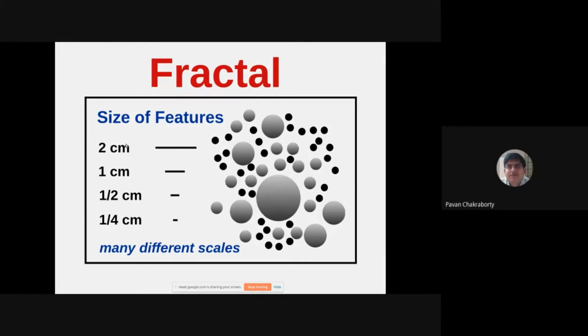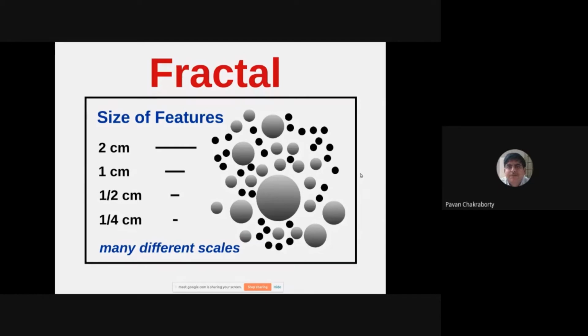What you see is that the size factor has been halved. Here it is a 2 centimeter diameter sphere, let's say 1 centimeter diameter sphere, half centimeter diameter sphere, 1/4 centimeter, and so on and so forth. You can generate spheres of smaller and smaller dimension, and this sort of a structure gives you a fractal structure, and this is how nature is.